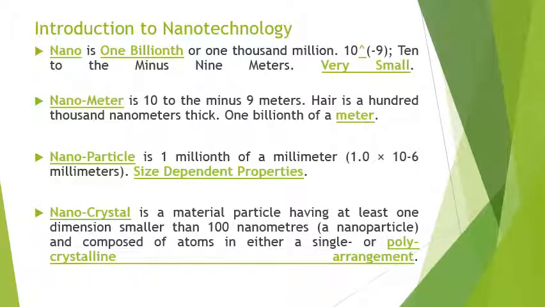So as we have seen in the second lecture, what is nanotechnology. Nano is 1 billionth, or 1 over 1000 million, that is 10 raised to minus 9, and that is very small. The nanometer is 10 to the minus 9 meters, and that is compared to the thickness of a hair, right? That is 1 billionth of a meter. The nanoparticle is 1 millionth of a meter, that is 1 into 10 raised to minus 6, and that is the size dependent property of the nanomaterial.